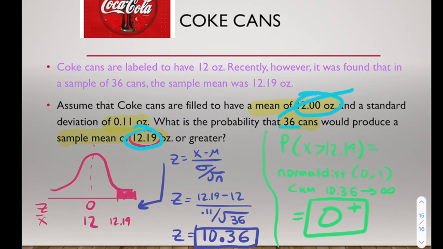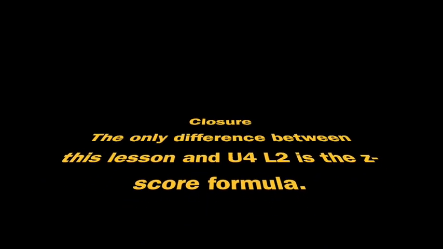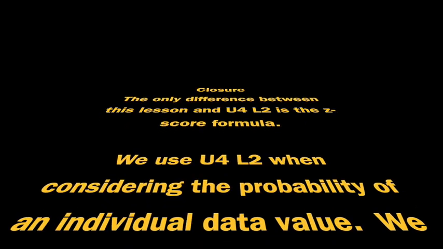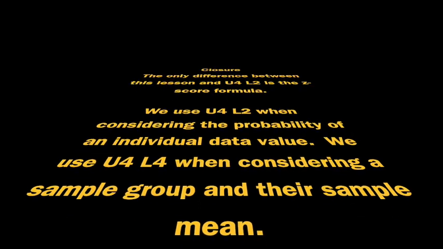And this is a way that statistics can be used to prove whether or not something's true. If you assume what Coke is telling you is true and get back this weird of a probability, it's a pretty safe bet that Coke isn't telling the truth. That's an idea we'll explore more in future units. To summarize this lesson, the only difference between this lesson and U4L2 is the z-score formula. Otherwise, the methods are the same. We use the U4L2 methods when we're considering the probability of an individual data value, and we use the U4L3 methods when we're considering a sample group and their sample mean.